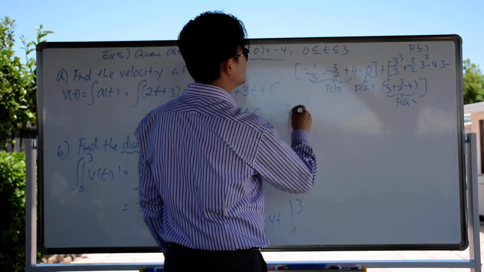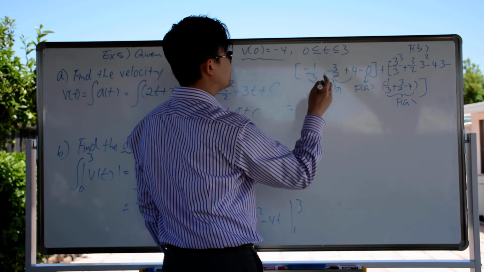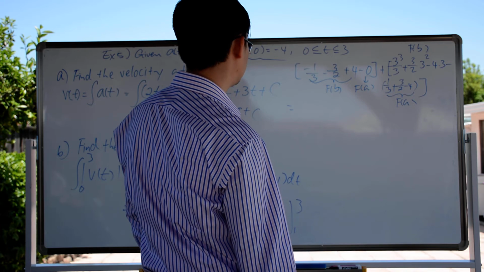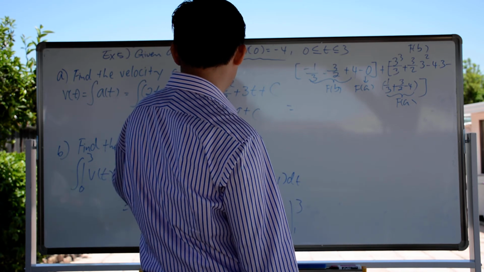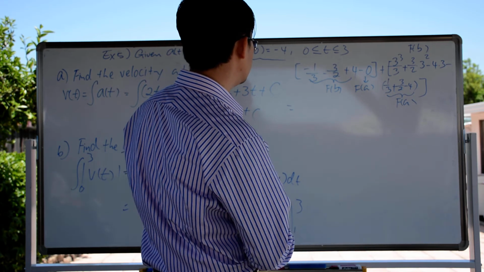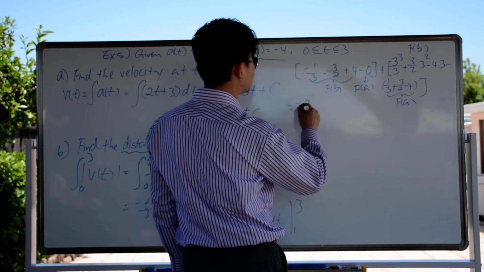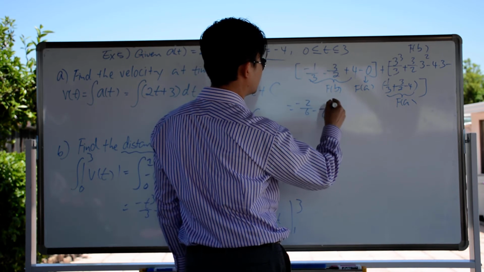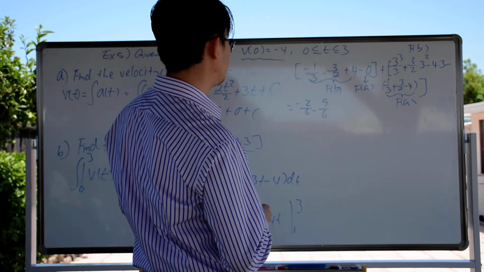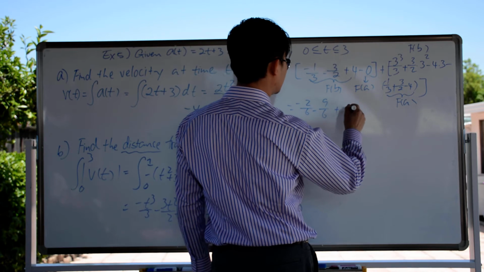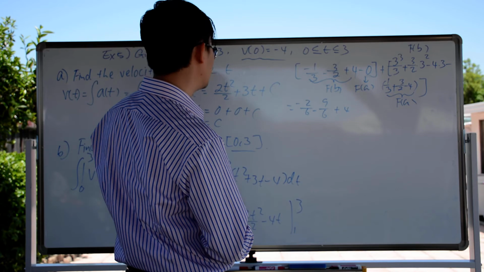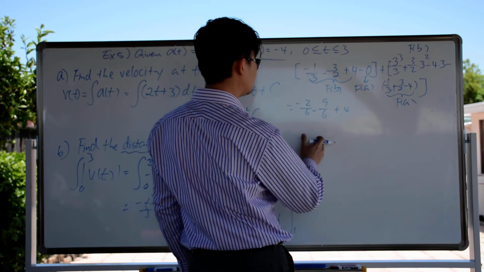Okay, so now let's just evaluate. So we do have negative 1/3, negative 3 half. So combine them, so we do have negative 2 over 6 minus 9 over 6 plus 4. So this one will be negative 11 over 6 plus 4, hang on.